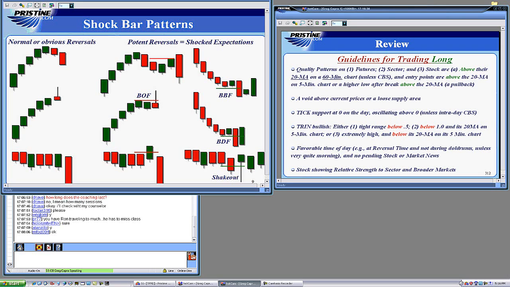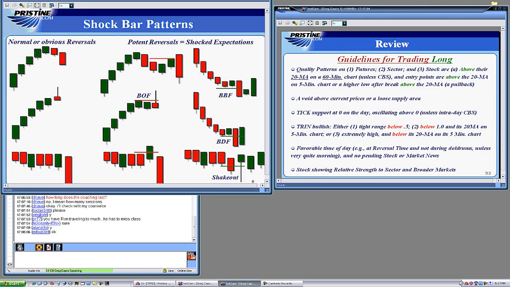Is there a void, or a loose overhead supply? Tick oscillating above the 0 line. And of course, we want to see some tick extremes. I want to see that tick get above 600. Trend being bullish. Sideways below 5, below 1 and declining, in other words, under its 20 MA. Declining, or high and declining under its 20 MA.